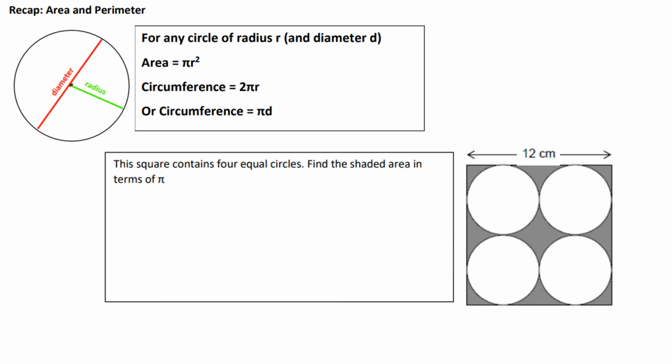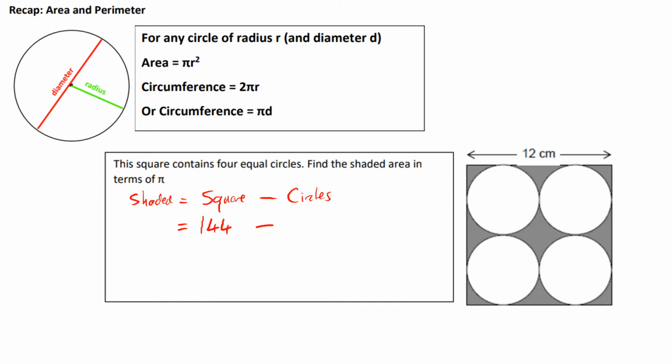Okay, how about this one? We've got 4 equal circles. We want to find the shaded area in terms of pi. Now that shaded area is going to be equal to the area of the square, take away the area of the circles. So we need to know two things. We need to know the area of the square, which is just 12 times 12, so that's just 144.